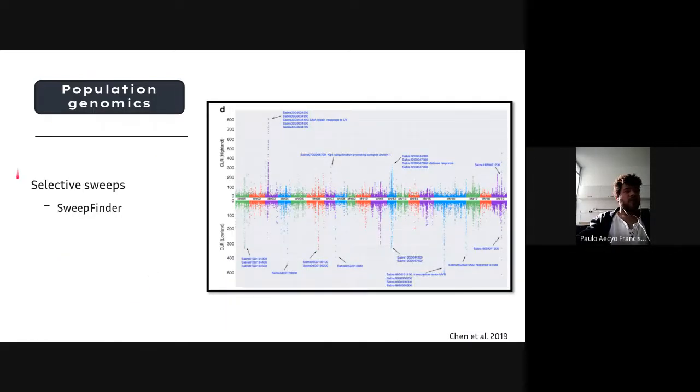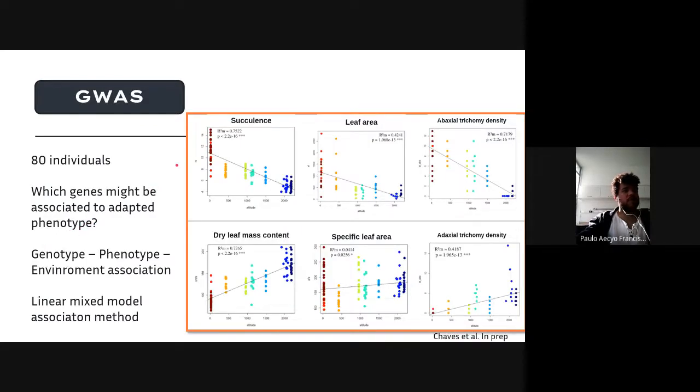Besides that, we also intend to perform selective sweep analysis to observe signs of selection through the genome of these species, those individuals, those populations. And we intend to perform some genome-wide association study to observe which genes may be associated with adapted phenotypes previously described and analyzed, and then perform some associations to correlate these phenotypes, the genotypes, and the environments, for which we are also collecting data.